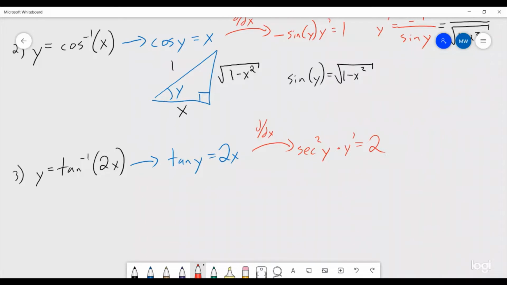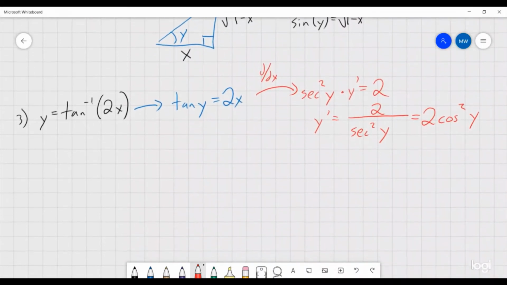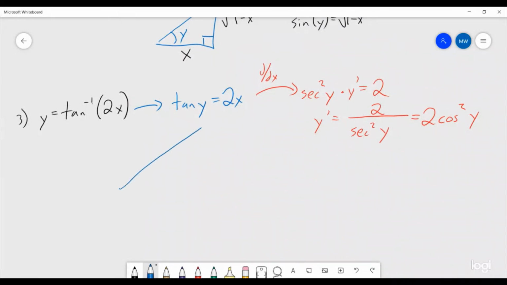So that means that y prime is going to be 2 divided by secant squared of y, or we can move the secants to the top as cosines. So this is a 2 cosine squared of y. But that still means that we're going to need to know what is cosine. So we're going to draw another triangle. All of these problems, if you haven't drawn a triangle, you probably messed up somewhere. So always draw the triangle. It's very, very helpful to us.